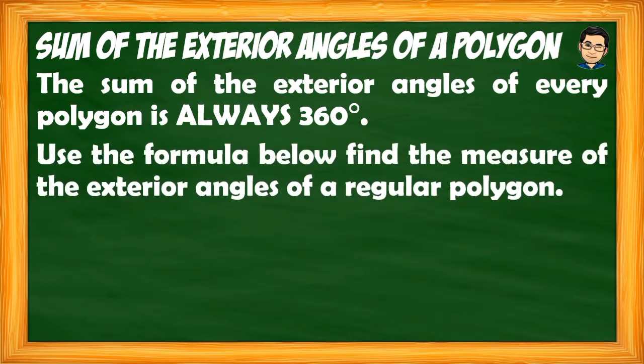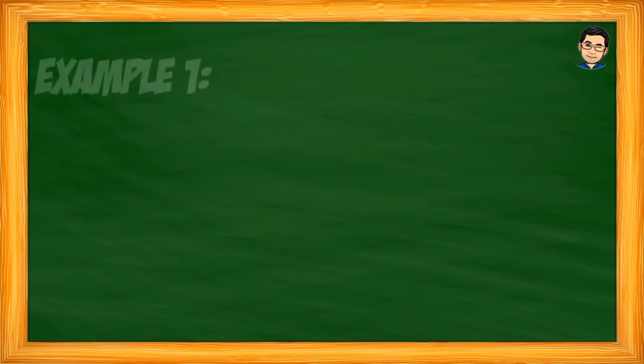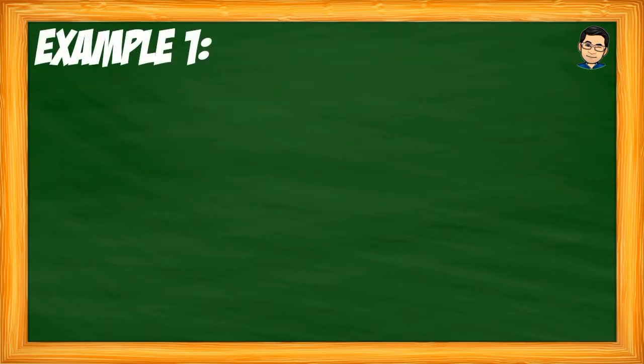Now, in order for us to get the measure of the exterior angles of a regular polygon, we will use the formula below. So we all know that the sum of the exterior angles of every polygon is always 360 degrees. We'll just simply divide 360 degrees by n, wherein n is the number of sides. So let us have an example.